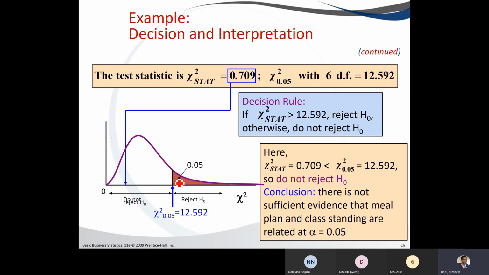We draw this, we find our region of rejection. Anything that falls this side, we reject. Anything on the white area, we do not reject. 12.59 is there, that's our region of rejection, and 0.7 falls in the do not reject. We do not reject the null hypothesis, and we can conclude that there is not sufficient evidence that the meal plan and class standing are related at alpha 0.05. And that's how you make the decision.